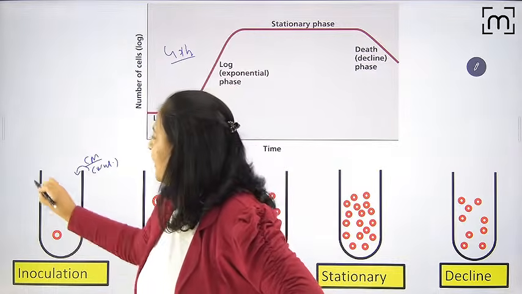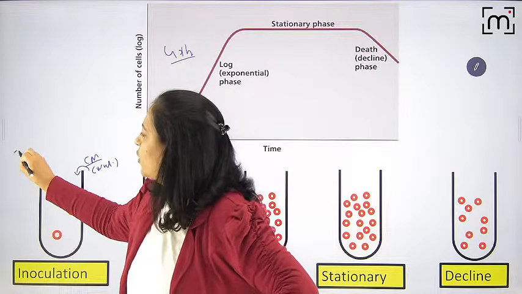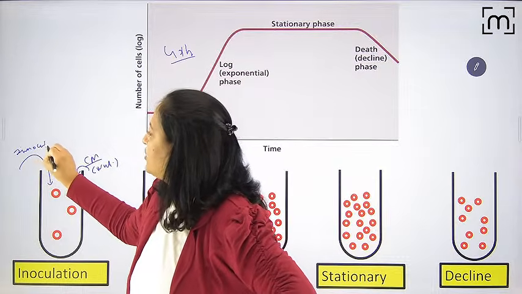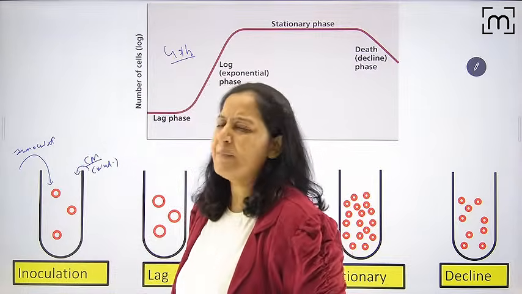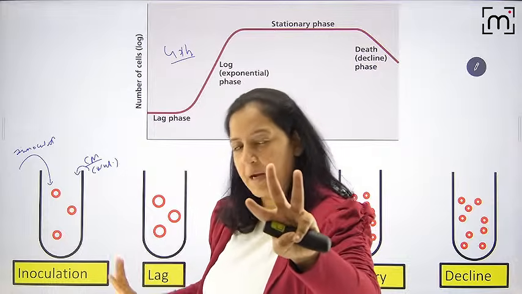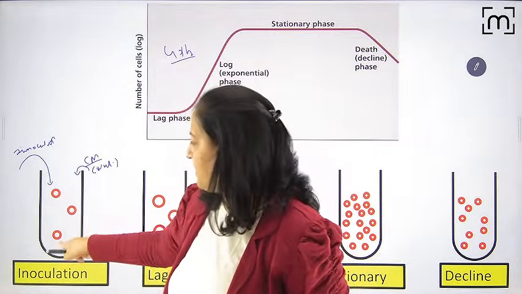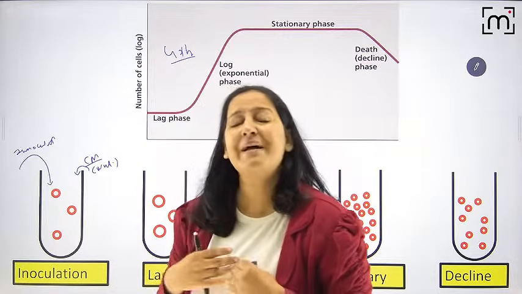And you do inoculation of the bacteria. What is inoculation? We are putting some bacteria. Suppose I am putting 3 bacteria. Don't go by the number. Numbers are for reference. Suppose I am putting 3 bacteria. Appreciate the 3 bacteria. What is my expectation?